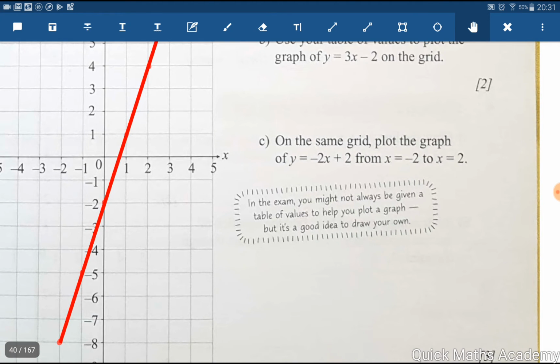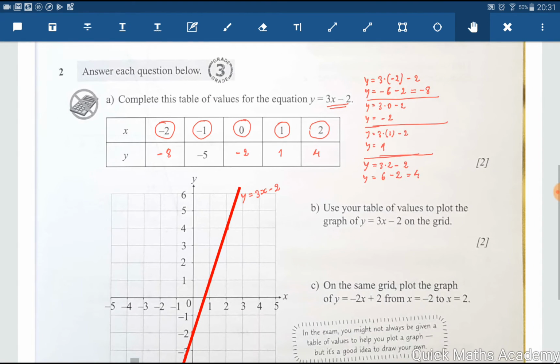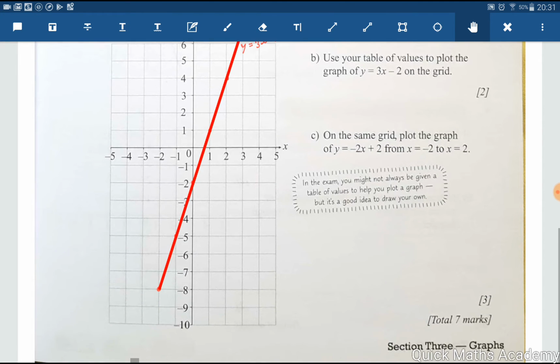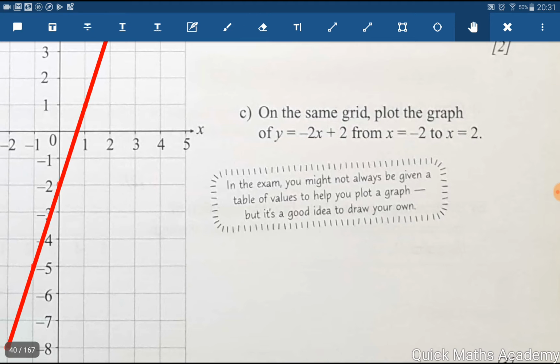C. On the same grid, plot the graph of y equals minus 2x plus 2 from minus 2 to 2. So this is another equation. It's a little different. You can see that I have a negative coefficient on the x, and that will mean that the line will be pointing down. The gradient is negative.